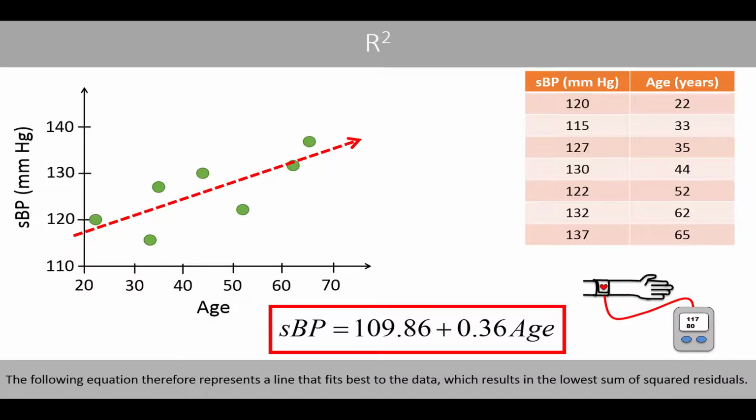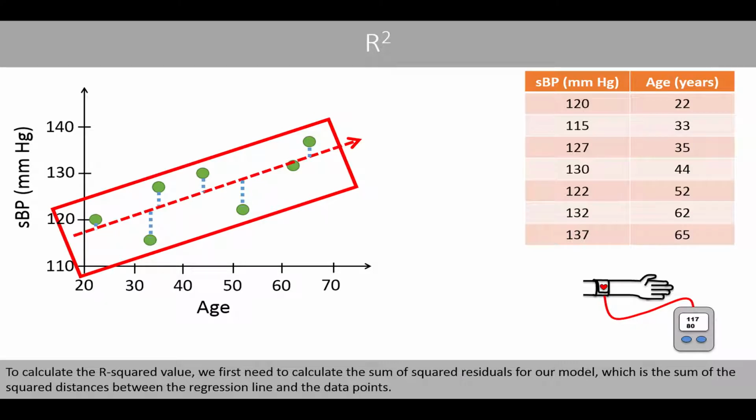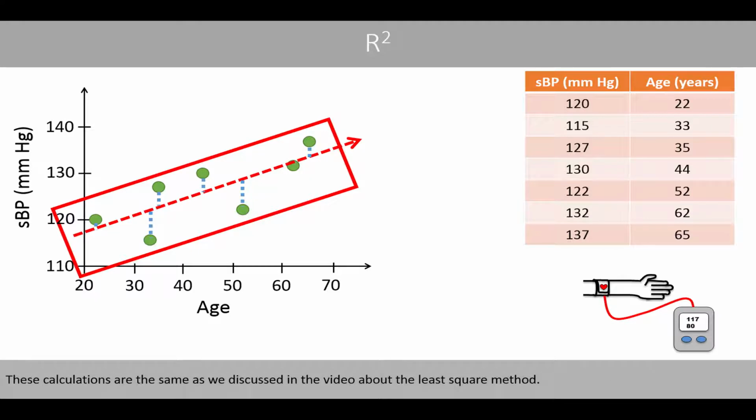squared residuals. To calculate the R-squared value, we first need to calculate the sum of squared residuals for our model, which is the sum of the squared distances between the regression line and the data points. These calculations are the same as we discussed in the video about the least square method.